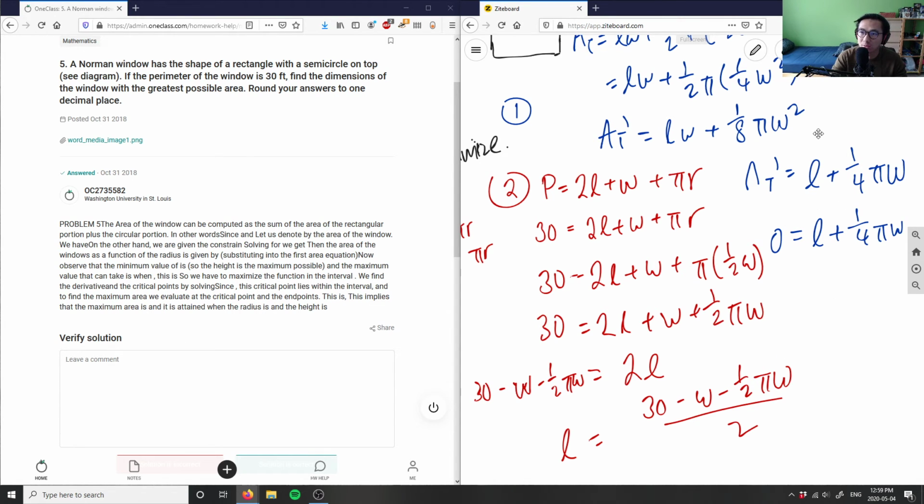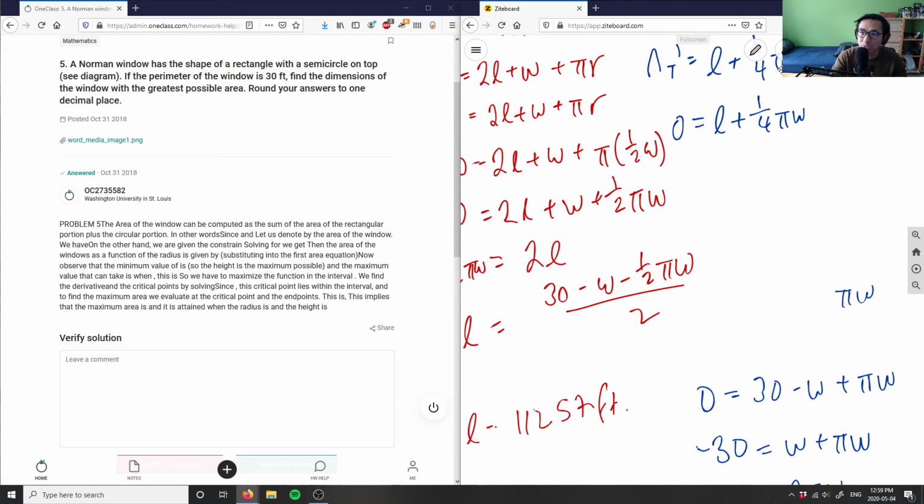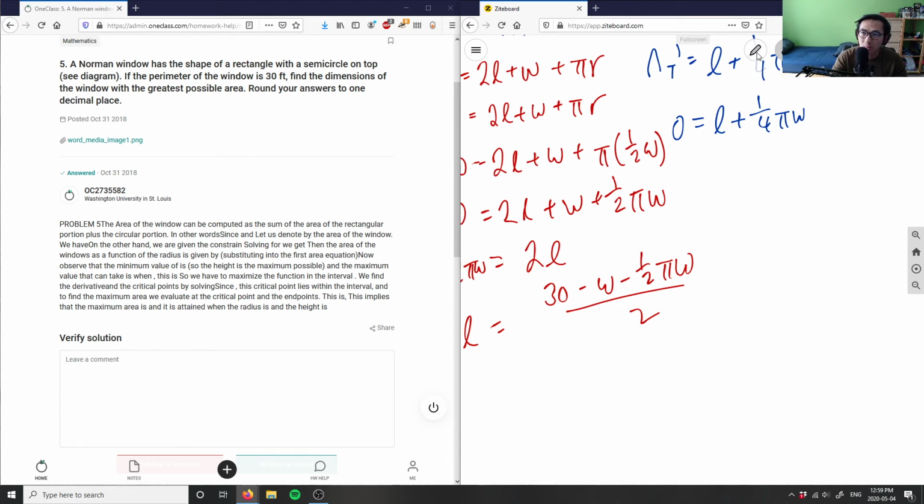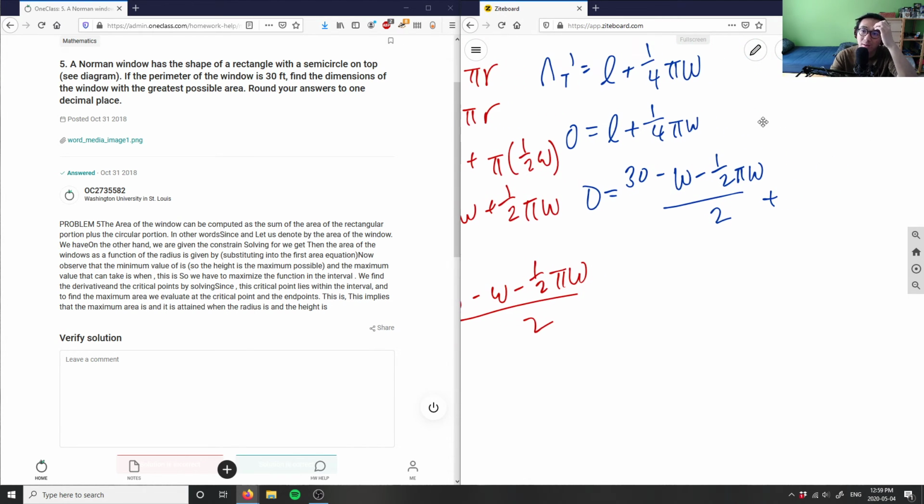And then now I can substitute this into the equation here. So let me erase this. So this would probably be a thinking question in terms of grade 12. So this here equals 0. This is length, which is 30 minus w minus half pi w all over 2 plus 1/4 pi w, right? What I can do is I can multiply both sides by 2. So this here is still 0.